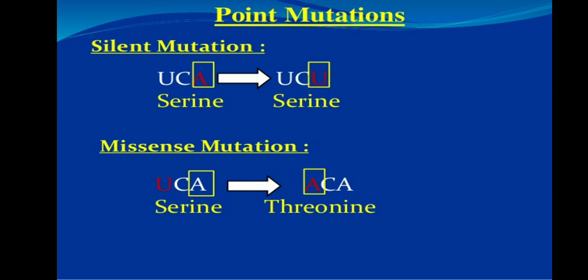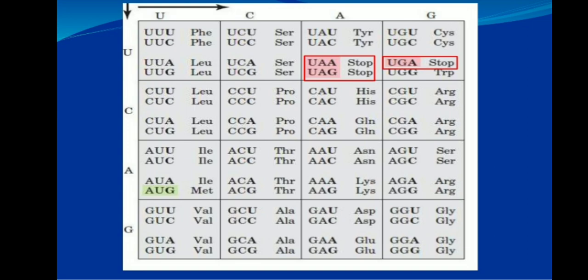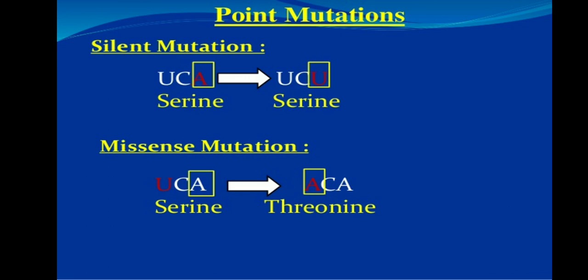So in the silent mutation, what happens? A single nucleotide gets changed, like in UCA the adenine will convert into uracil, then UCU will form, and you can see here it is still serine. Serine has such kinds of codons. So there is a single mutation in the nucleotide, but in the synthesis of protein, the codon still codes for the amino acid serine, right? Such a mutation is called a silent mutation.